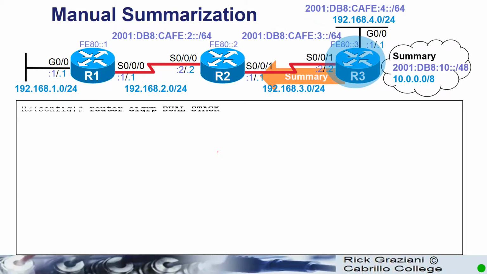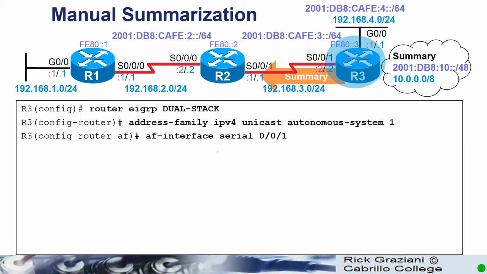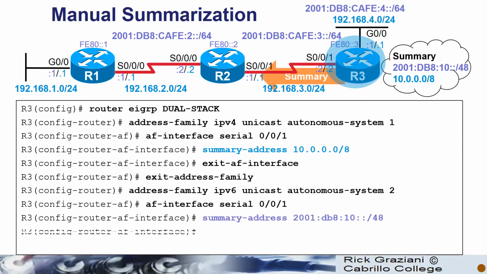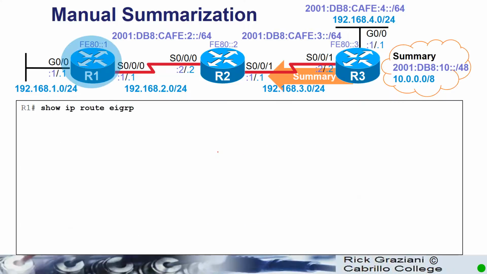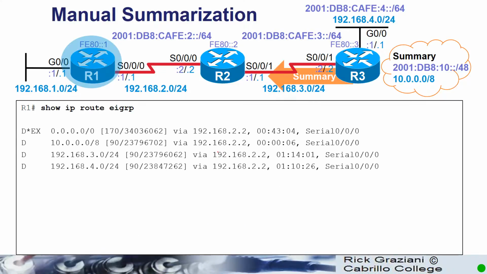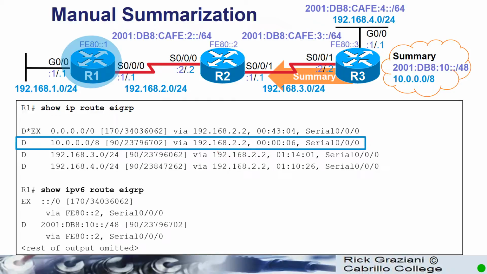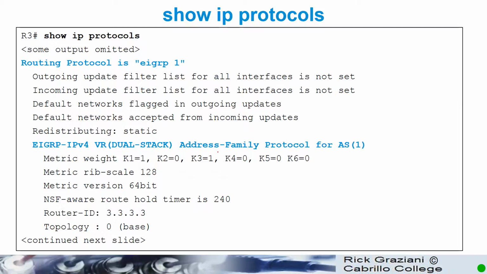Manual summarization. Again, address families, the appropriate interface. You can always summarize addresses for them to be redistributed, just like we've done before. So let's go ahead and we can verify them by doing show ip route. There you go. You can do the same thing with IPv6 with a show ipv6 route eigrp, and again, there you go.